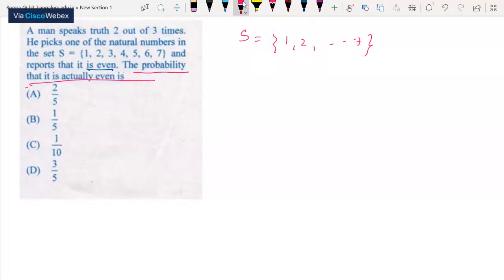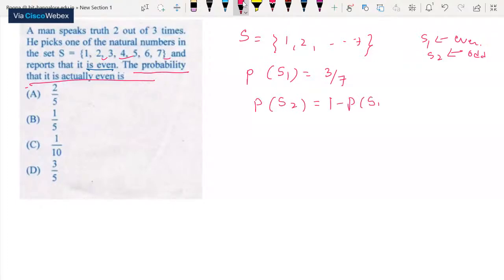What is the probability of an even number? You know how many even numbers there are. Suppose S1 denotes even and S2 denotes odd. The probability of S1 is the number of cases giving an even number, 3, divided by the total number, 7. The probability of getting an odd number is 1 minus the probability of even, which is 1 minus P of S1, which is 4 by 7.